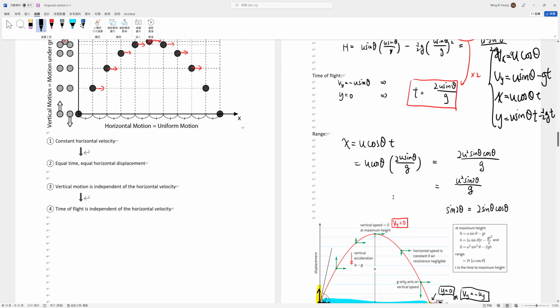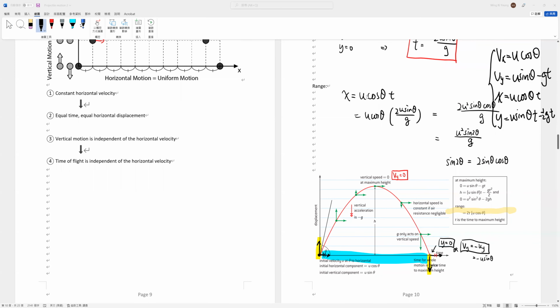Which part about the last one? The identity or... we are talking about the horizontal displacement. So the blue line, this one is called the range. That is the horizontal displacement.